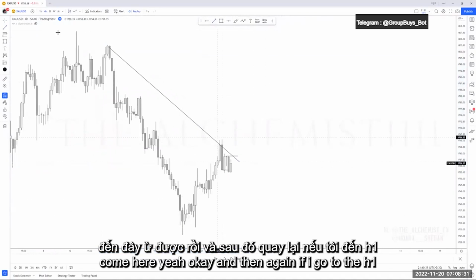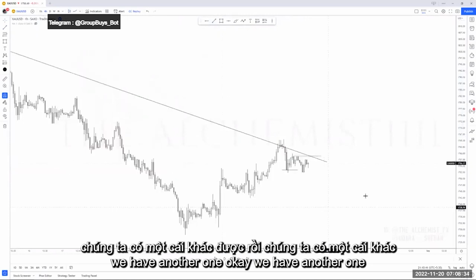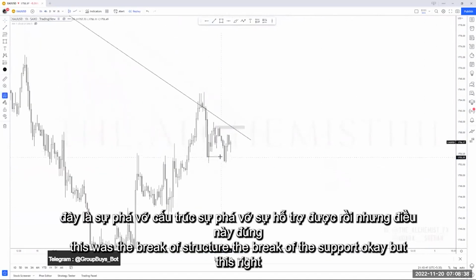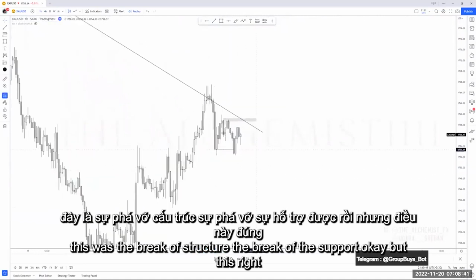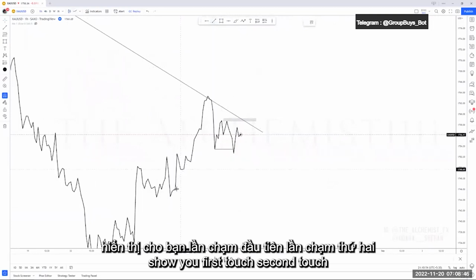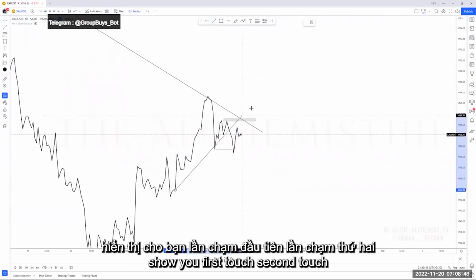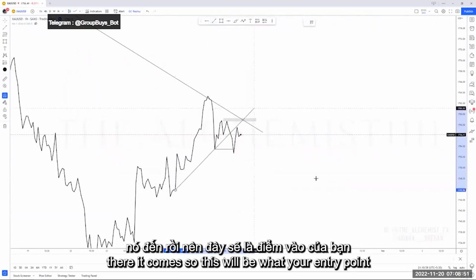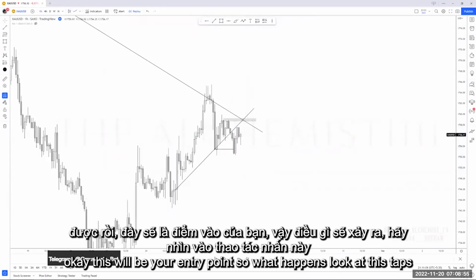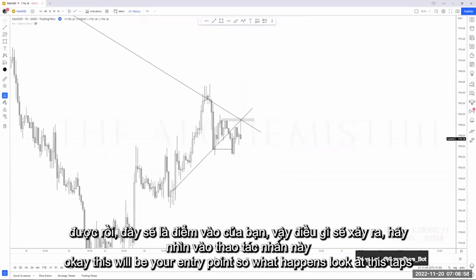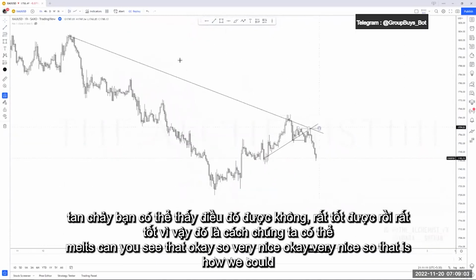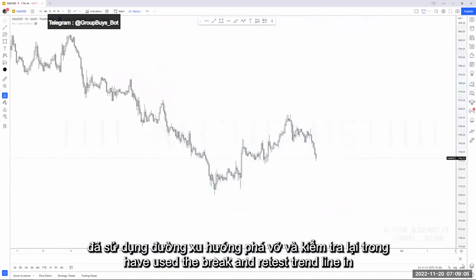Okay, and then again, if I go to the H1, we have another one. This was the break of structure, the break of the support. But this right here was not an engulfing point, of course, but let me show you. First touch, second touch, there it comes. So this will be your entry point. So what happens? Look at this. Taps, melts. Can you see that? Okay, very nice. So that is how we could have used the break and retest trend line in there.